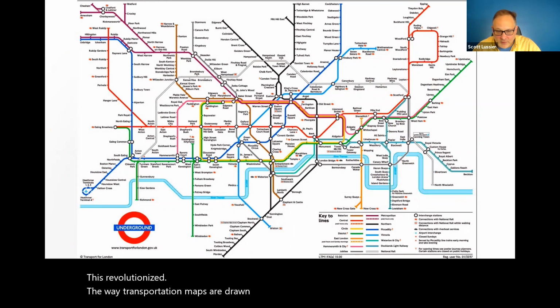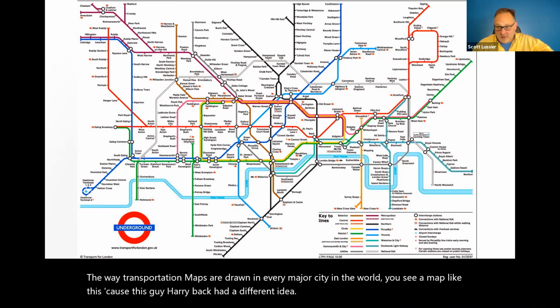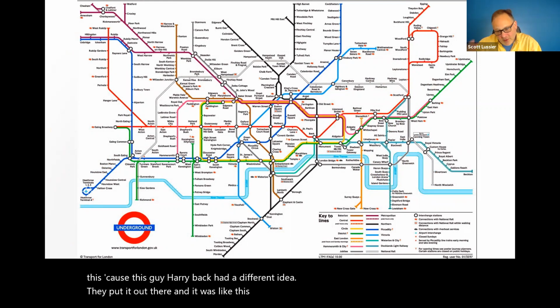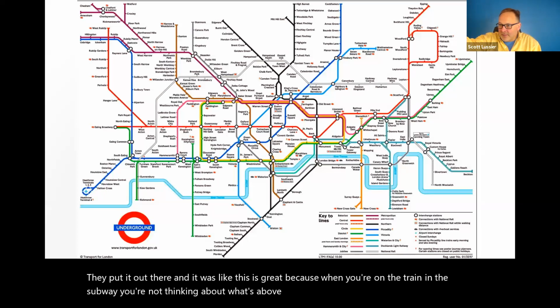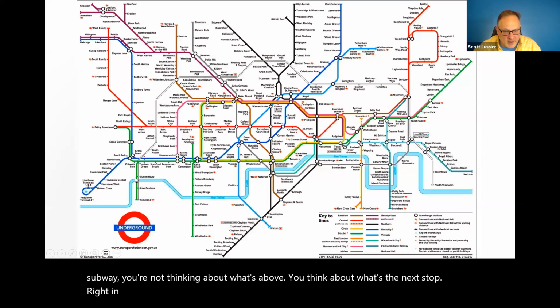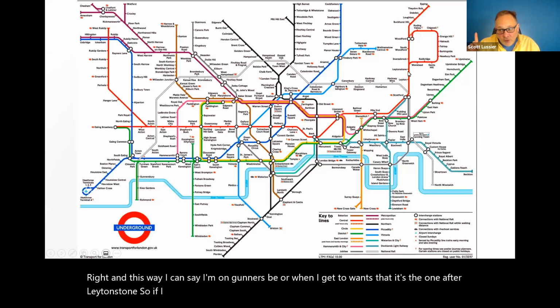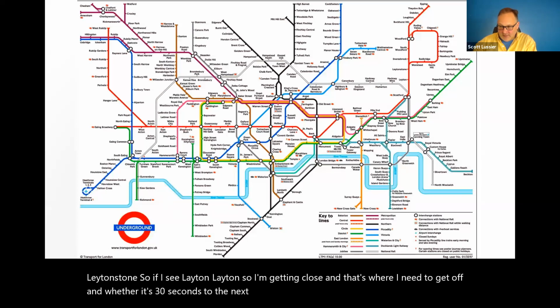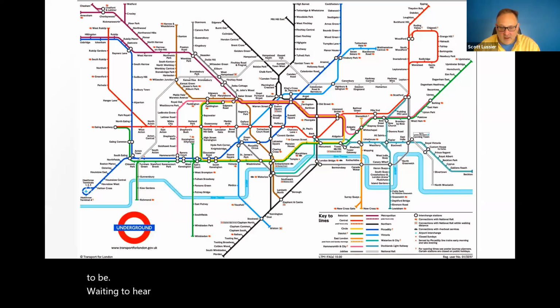Every major city in the world, you see a map like this, because this guy Harry Beck had a different idea. They put it out there, and everyone's like, "Oh, this is great!" Because when you're on the train and the subway, you're not thinking about what's above you. You're thinking about what's the next stop, right? And this way, I can say, "All right, I'm on Gunnersby," and when I get to Wanstead, it's the one after Leytonstone. So if I see Leyton and Leytonstone, I'm getting close, and that's what I need to get off. And whether it's 30 seconds to that next stop or 2 minutes, I don't really care. I'm just going to be waiting to hear, okay, Wanstead, and you get off. So it matches how our brains work.